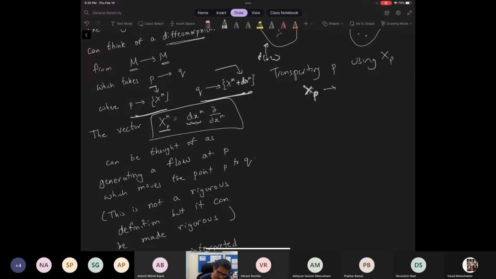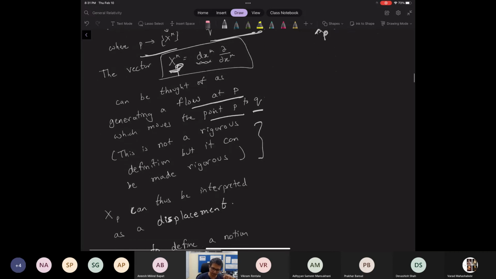So this vector x, or the set of all vectors at all points, can be thought of as generating a flow. In particular, if you take the vector at P, you can think of it as generating a flow at P, which moves the point P to some other point Q. This entire discussion is non-rigorous, but it can be made rigorous. I'm just not going to make it rigorous in these lectures.